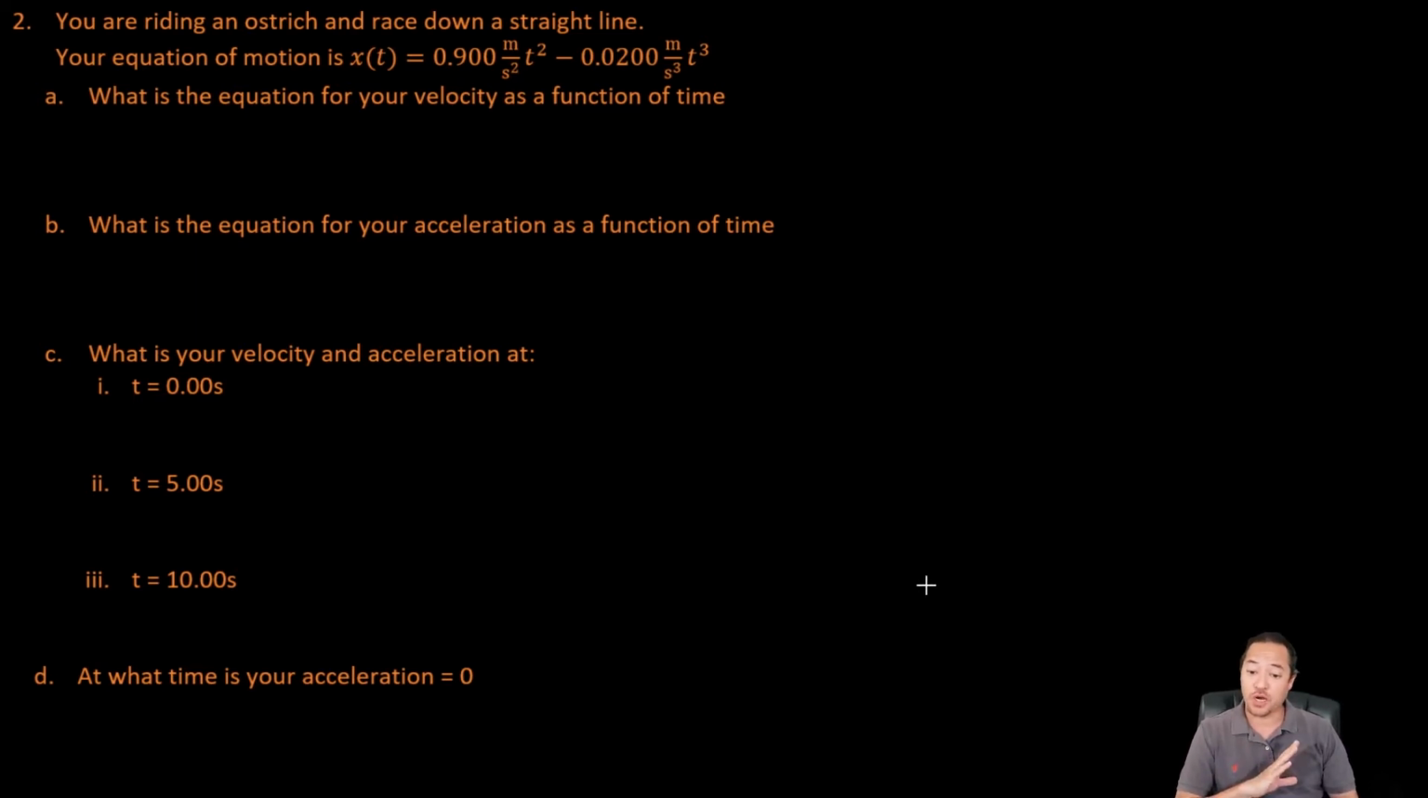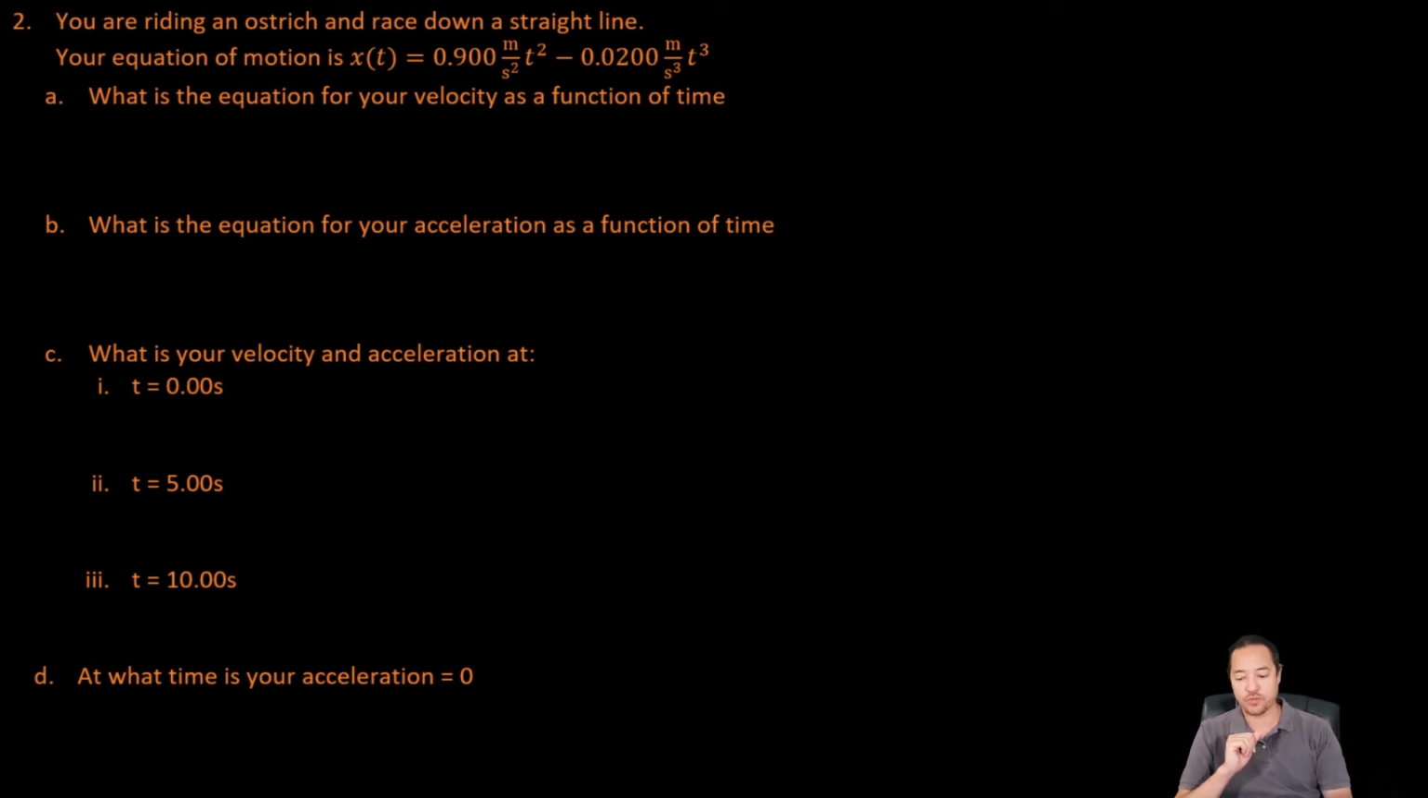All right, so you are riding an ostrich and race down a straight line. So we're back on the ostrich again. And your equation of motion is x of t equals 0.9 meters per second squared, t squared, minus 0.02 meters per second cubed, t cubed. Okay, what is the equation for your velocity as a function of time?